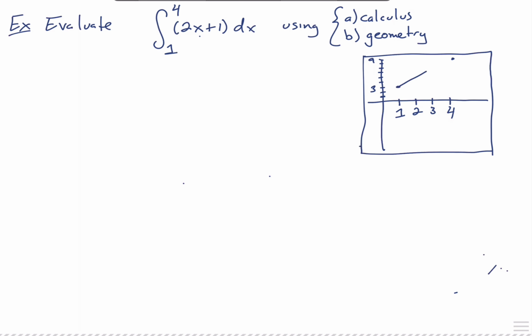Okay, so the function itself goes like this, right? It's a line. It keeps going. But what this question is asking me to find is the area between 1 and 4, right? This area right here. That's what I'm looking for. Okay, so can you already tell what it is? I mean, it's pretty easy to tell. Might as well just do geometry first, no? How do I find the area of that?